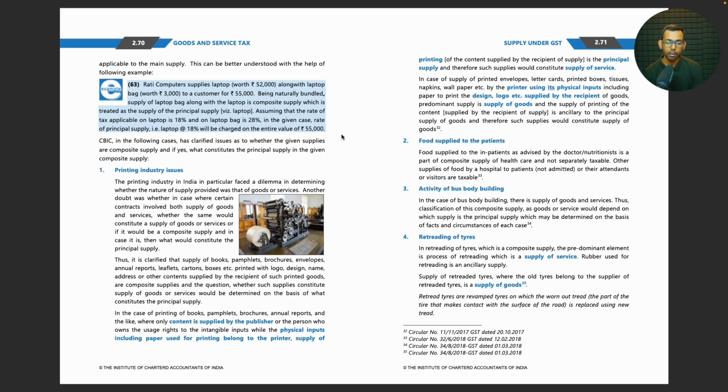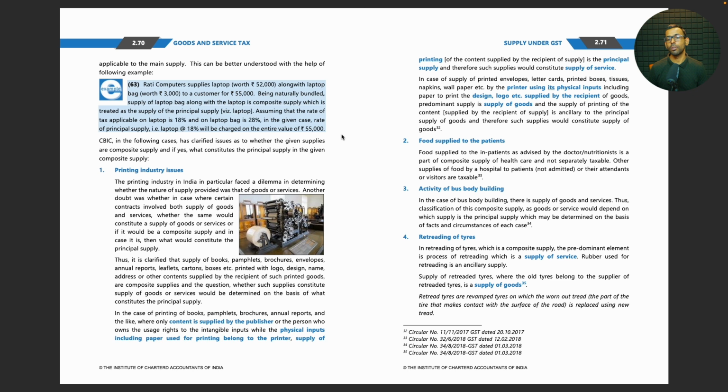In case of printing of pamphlets, brochures, annual report, where only content is supplied by the publisher or the person who owns the usage rights of the intangible inputs, while the physical inputs including paper used for printing belong to the printer, supply of printing is the principal supply, and therefore such supplies would constitute supply of service.